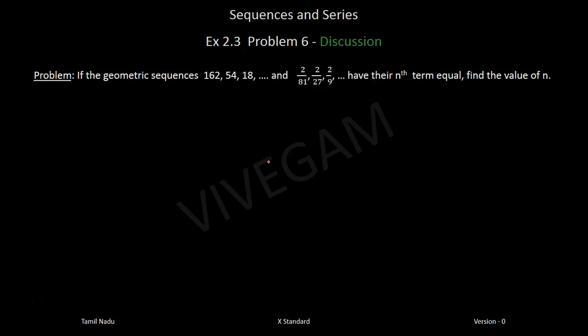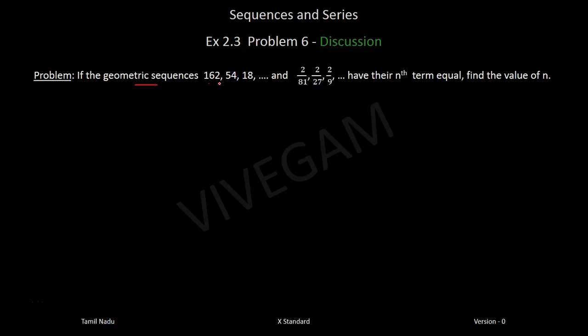So what it means is that there are two geometric sequences, this one and the second one, and the nth term of this series is equal to the nth term of this series. They want us to find n. Anyway, let's do the first series.